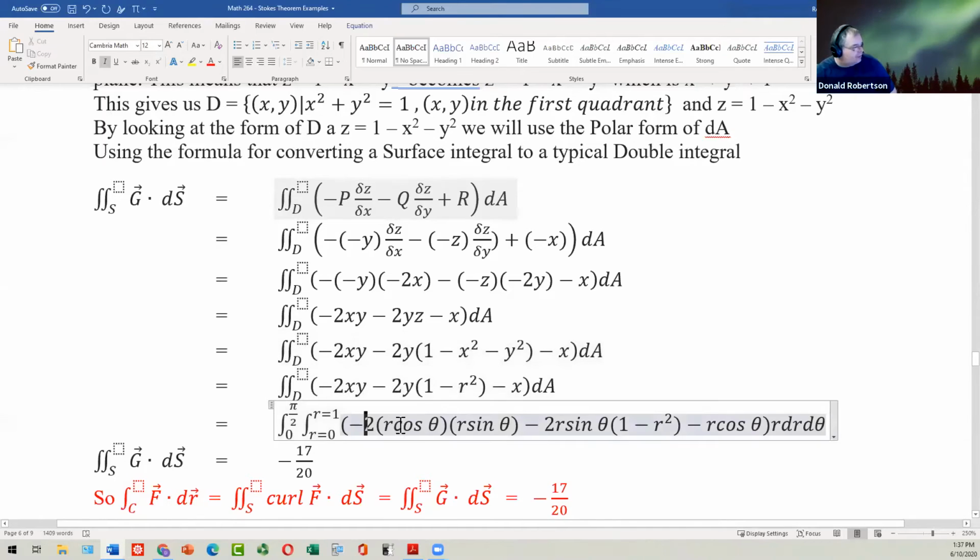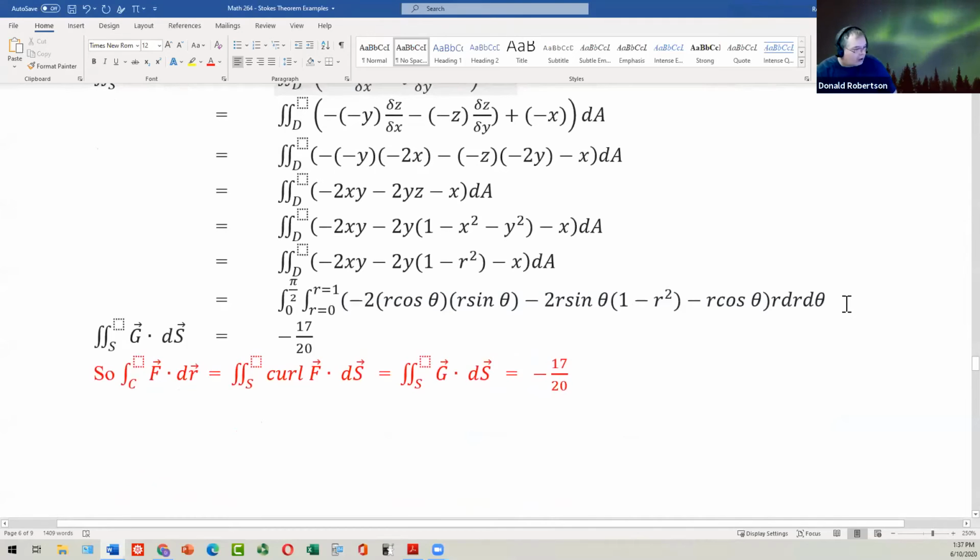2xy becomes 2 times this, times that. Remember, x is r cos theta and y is r sin theta. This here becomes the 2r sin theta. This little x becomes that. And then you have an r dr d theta to tag on. So essentially, I've taken my double integral and converted it into a polar version of itself.